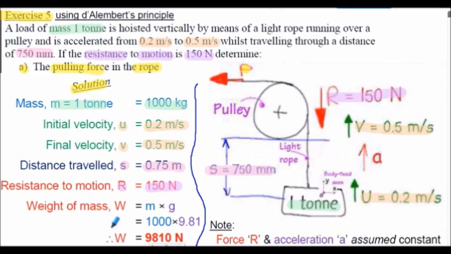We will need to calculate the weight of the load, W, that's mass times gravitational acceleration, g. Inserting the values, the weight force is 9,810 newtons. And note, as there's a change in velocity, there must be an acceleration applied. The assumption made here is that force R and acceleration a are assumed to be constant.